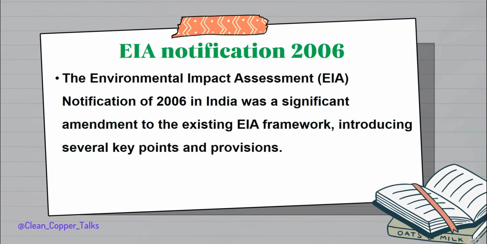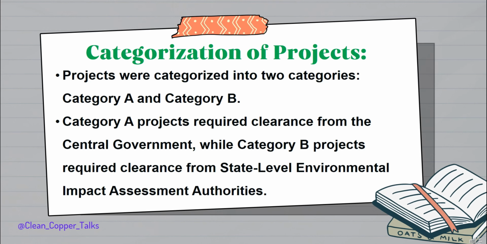So the draft notification to the EIA notification 2006. This is not a draft notification. This is the EIA notification 2006. It was a significant amendment to the existing EIA framework, introducing several key points and provisions. What are those key points? Let's see. So the projects were categorized into two categories, A and B. I have already discussed what are category A projects and what are category B projects.